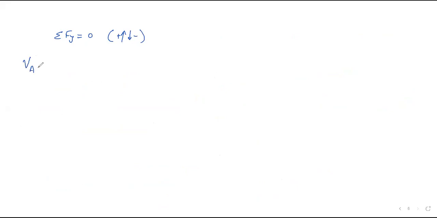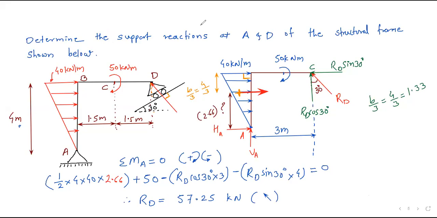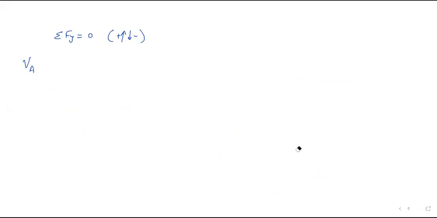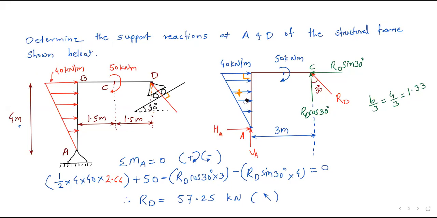So VA is moving upward, plus. Now HA will not be considered, as it is horizontal. Now what about this triangular load? Summation Fy equal to 0: VA, next is this triangular load. Should it be taken as plus or minus?